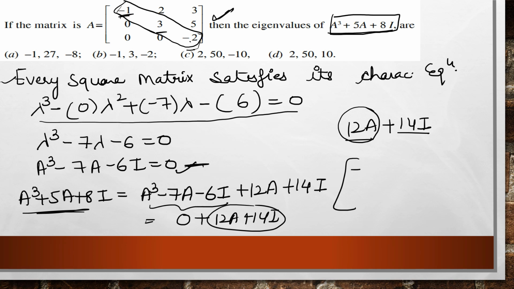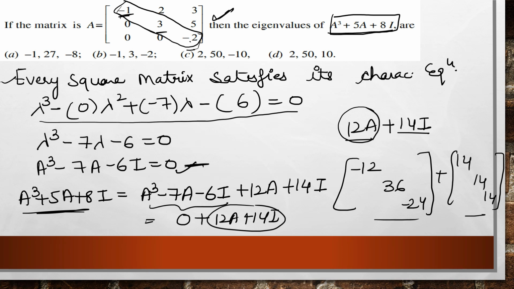Okay, so this will be minus 12, and then 12 into 3 is 36, and 12 into 2 is minus 24, and here you'll get 14, 14, 14. Now if you add these two matrices, what will be the diagonal elements? Because this is the upper triangular matrix, and the diagonal elements will be the eigenvalues. So we don't need to calculate the other elements. Just leave it as such.